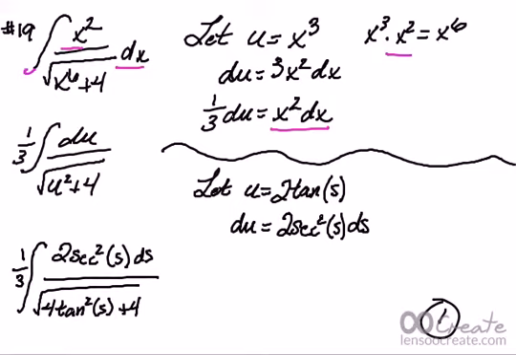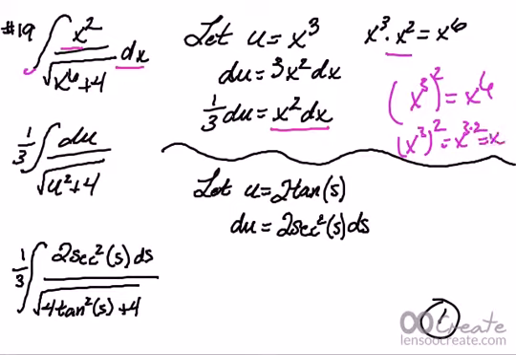And so I have the du over the square root of u squared plus 4. Because if I substitute x cubed into u, I get u squared, which gives me x to the 6th, because x cubed squared is equal to x cubed times 2, which equals x to the 6th. So it's a little tricky, but makes sense in the end. Once I get this nice little integral here, we recognize that. We know what to do with that.